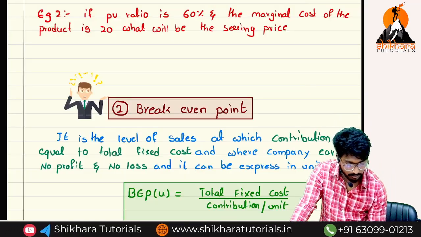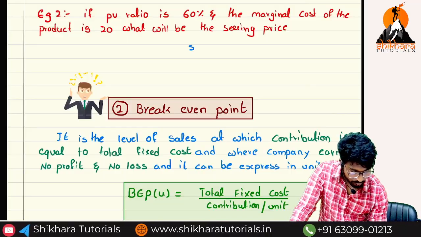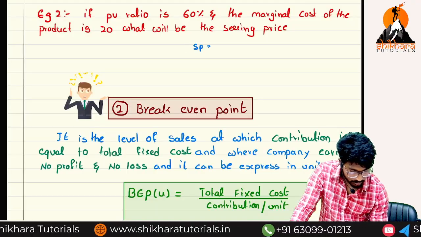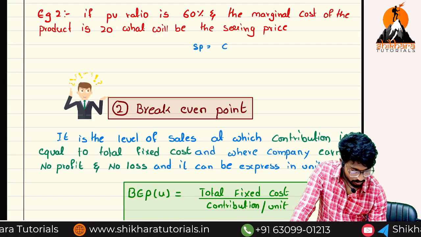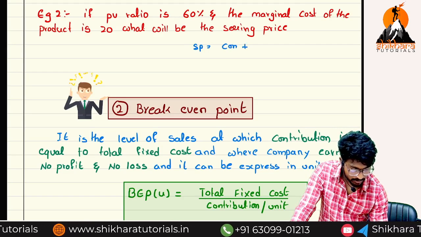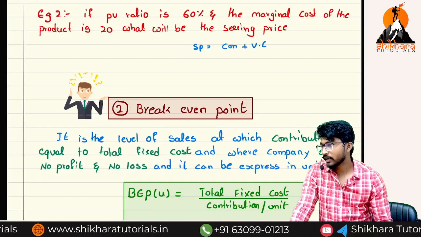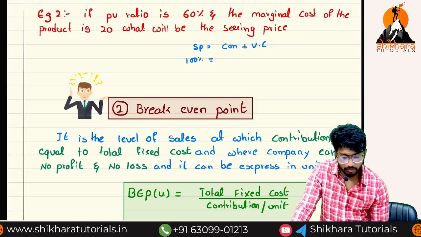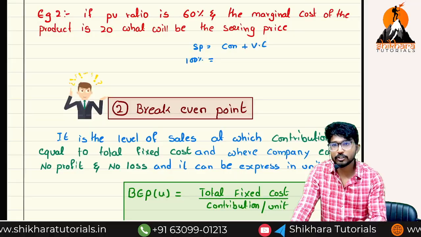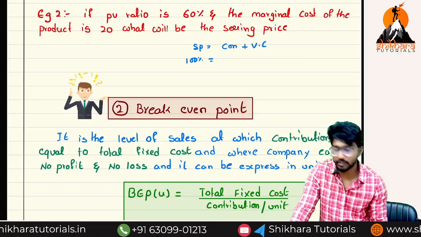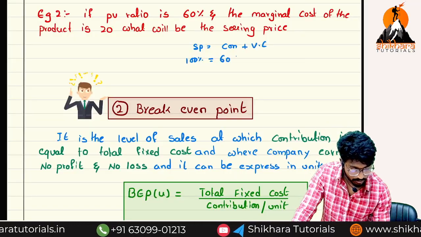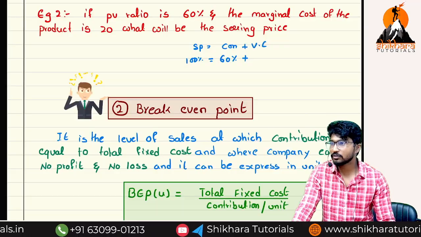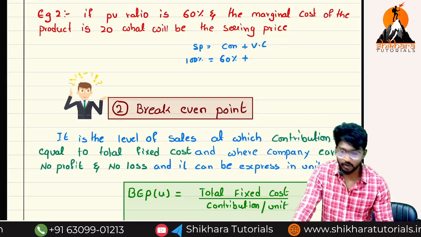Here if you see, selling price is equal to contribution plus variable cost. Am I correct? Now take the selling price as 100%. PV ratio is nothing but contribution portion. That is nothing but 60% plus. What is left? Variable cost only. Now variable cost portion is how much? 40%.